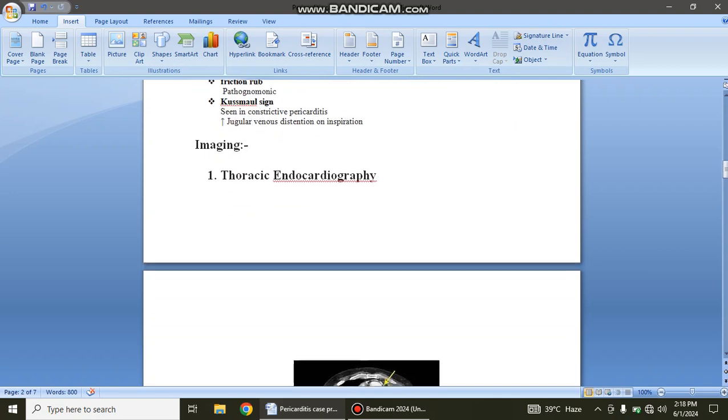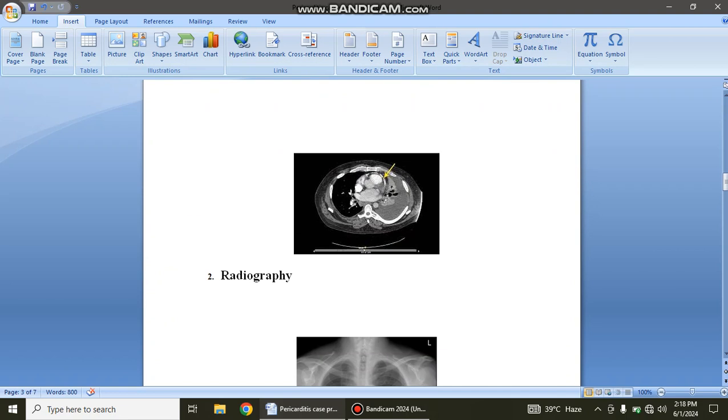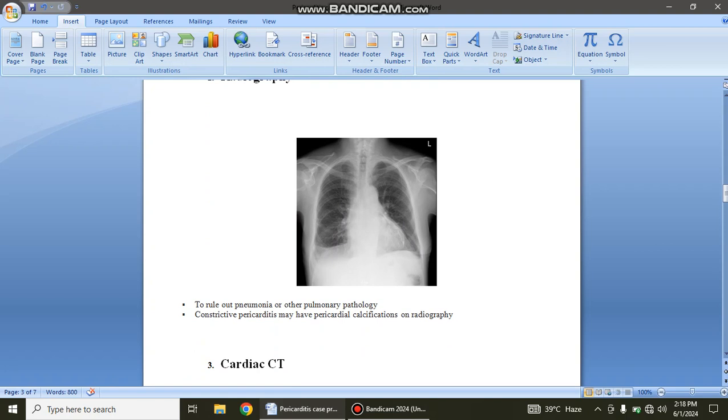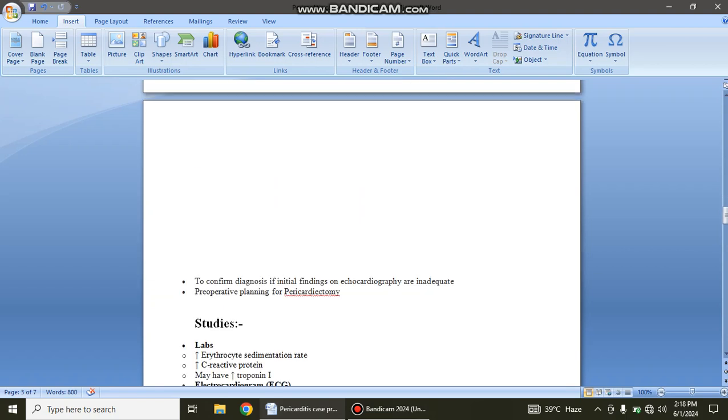Imaging. Number 1. Thoracic echocardiography. Number 2. Radiography. Radiography is used to rule out pneumonia or other pulmonary pathology. Constrictive pericarditis may have pericardial calcifications on radiography. Cardiac CT. It is used to confirm diagnosis if initial findings on echocardiography are inadequate. Preoperative planning for pericardiectomy.